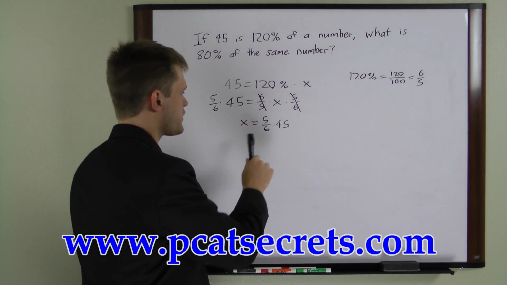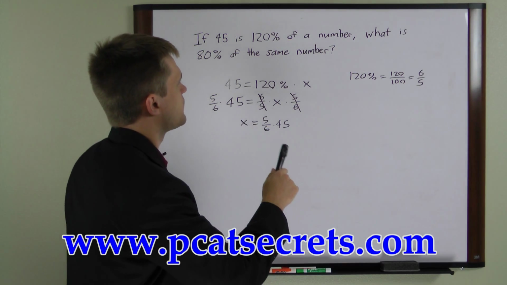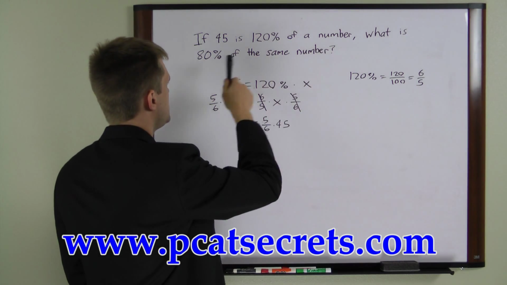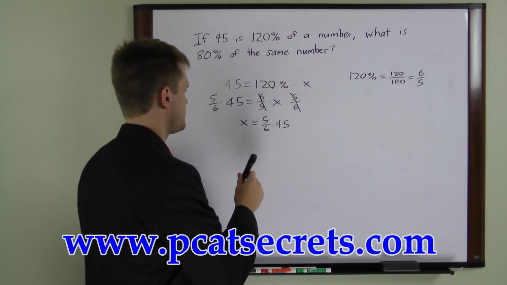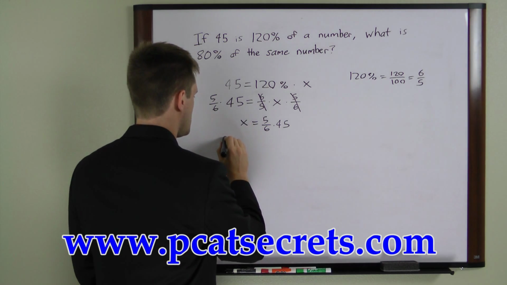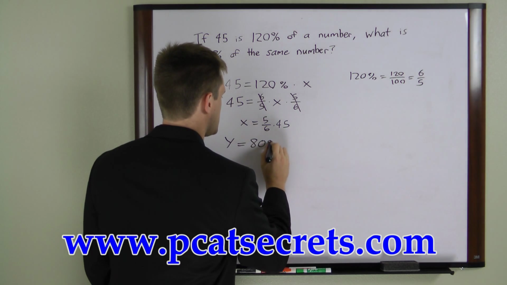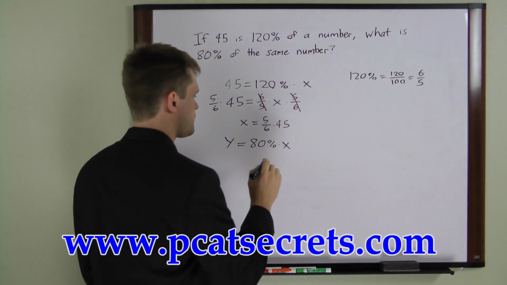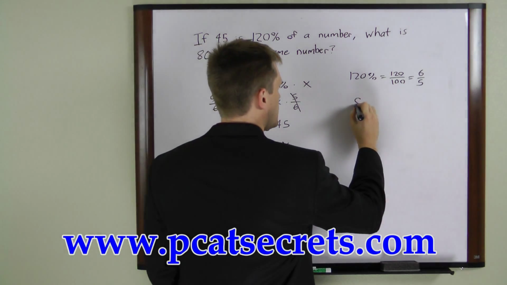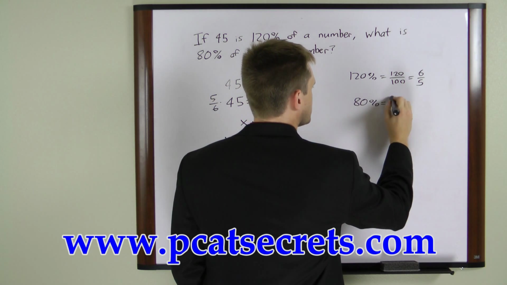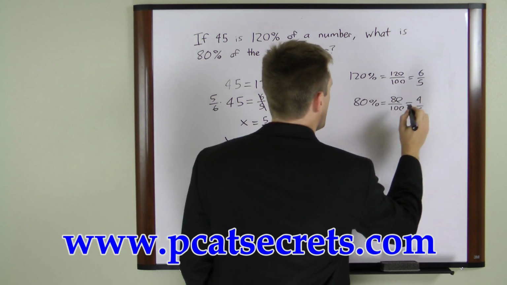Now this is actually as far as we need to go with this equation, because now we're going to plug the x into the next equation. The second part asks us what is 80% of the same number, or 80% of x. So this equation can be written where y is the number we're looking for. y equals 80% times x. Now let's convert 80% to a fraction also. 80% equals 80 over 100, which is the same as 4 over 5.